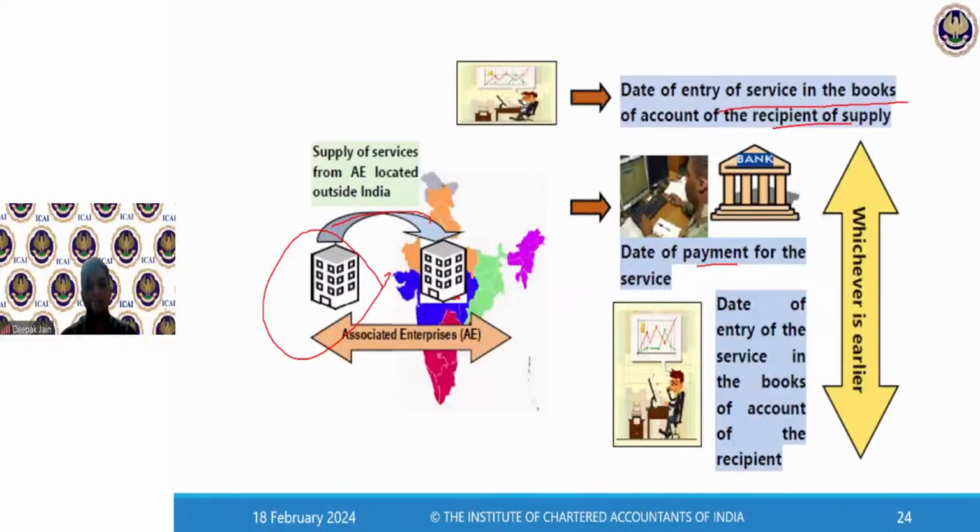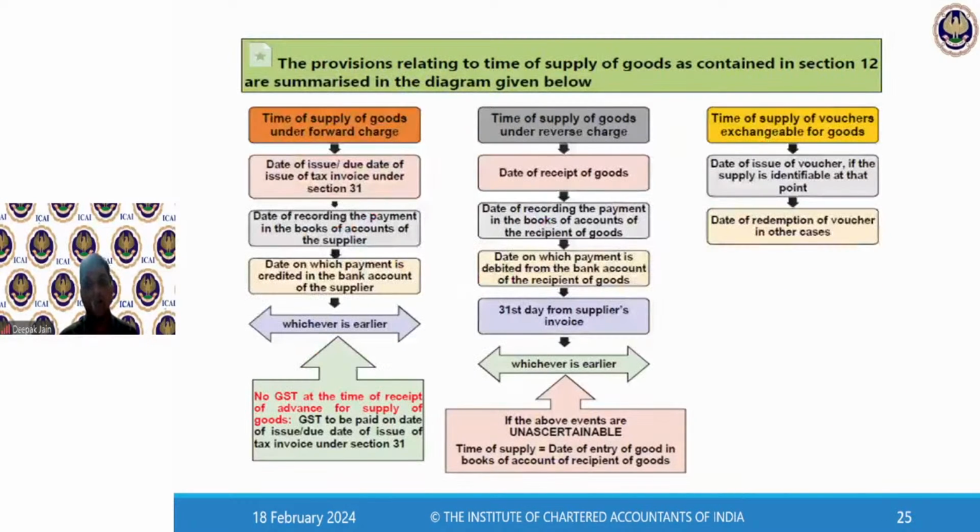Now let's recapitulate whatever we have discussed. The provision relating to time of supply of goods is contained in section 12, summarized below. Time of supply under forward charge: date of issue of invoice, or the due date of invoice as per section 31, or the date of recording of payment, whichever is earlier. But we know that this criteria is not there. Only the date of issue of invoice is relevant. Notification number 66 excludes this criteria. No GST at the time of receipt of advance for supply of goods. GST is to be paid on the date of invoice or due date of issue of invoice.